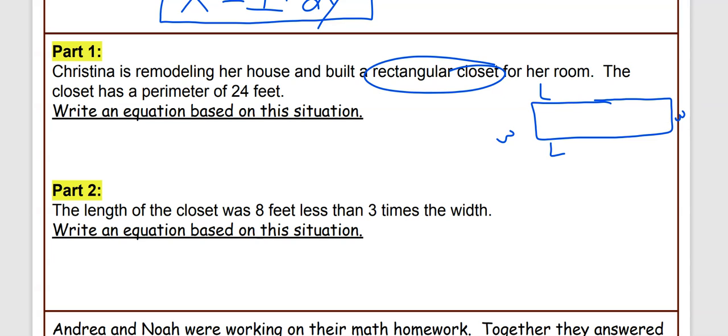However, we did define the rectangle into two variables, but I want to keep it algebraic. So I'm going to call all the L's the same thing as X, and all the widths the same thing as Y.